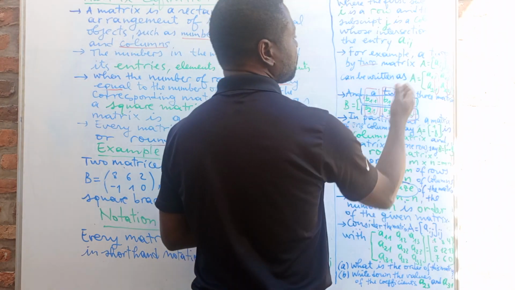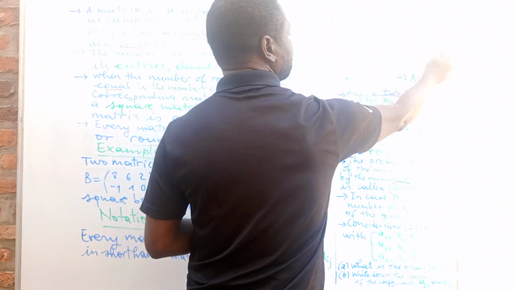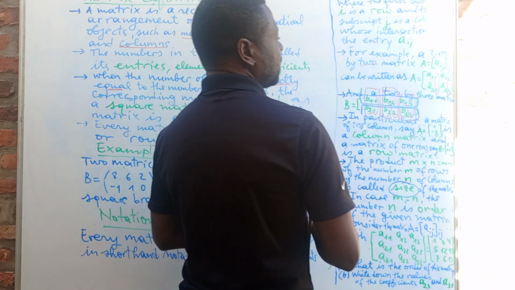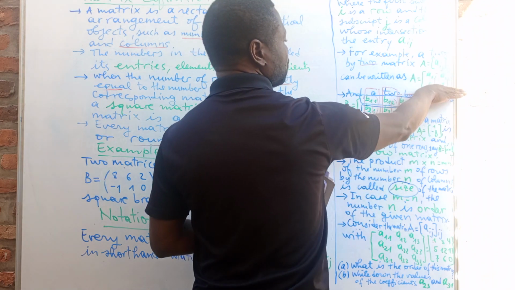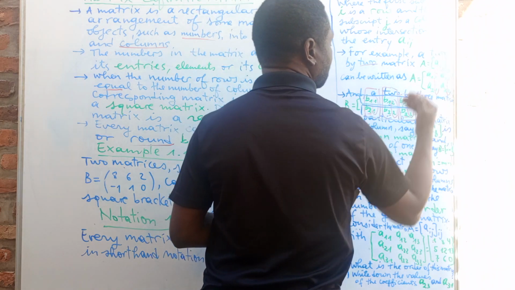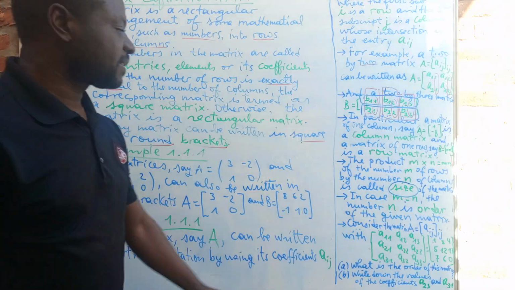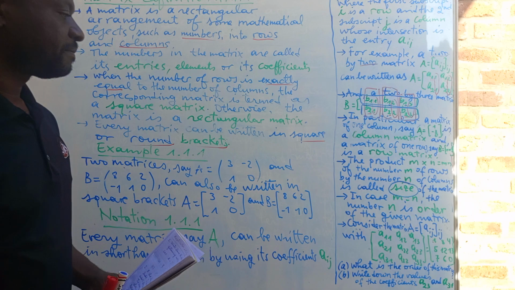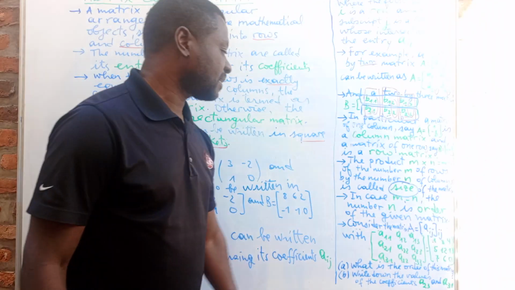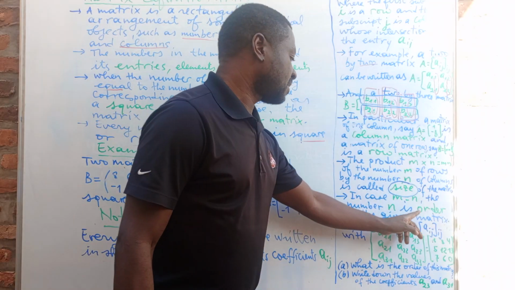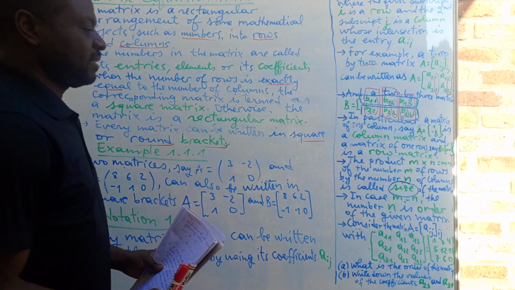It is made of 2 rows and 2 columns. That's why it is called a 2 by 2 matrix, and its size is just 2 rows times 2 columns. Now, when the number of rows is equal to the number of columns, we say that the matrix has order n, or m, because in this case they are equal.